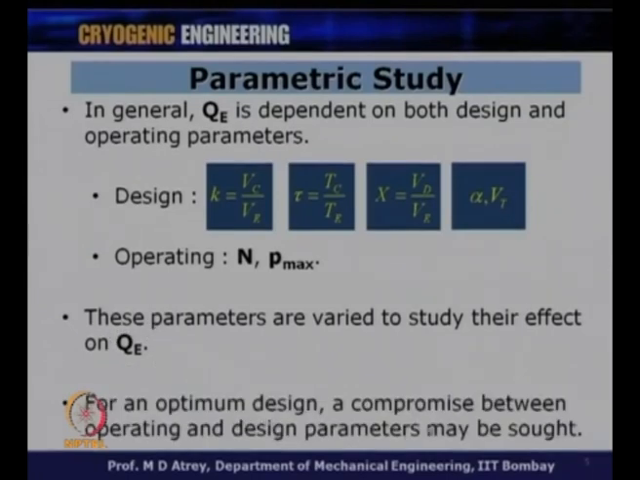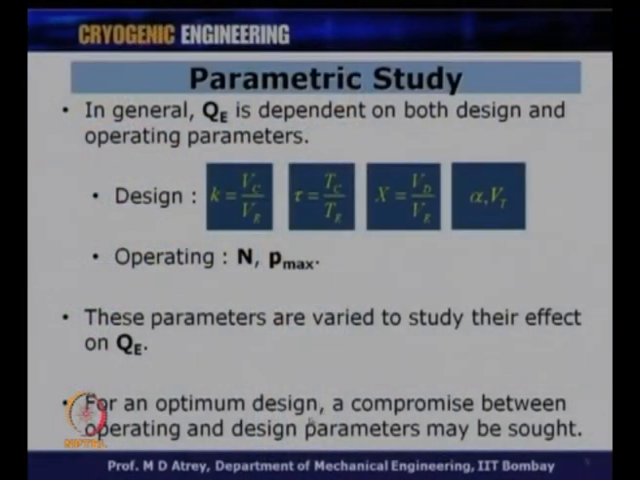For an optimum design, a compromise between operating and design parameters may be sought. Alright. So, all these parameters may give different variations. What we have to go for is an optimum combination of all these parameters, so that I get maximum cooling effect, or minimum power input, or maximum COP, or whatever optimum design you want to carry out, that can be optimized as a combination of all these parameters. There are 1, 2, 3, 4, 5, 6 or 7 parameters which need to be optimized, of which we can take a few for granted.